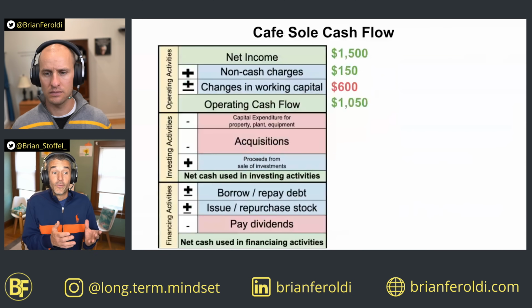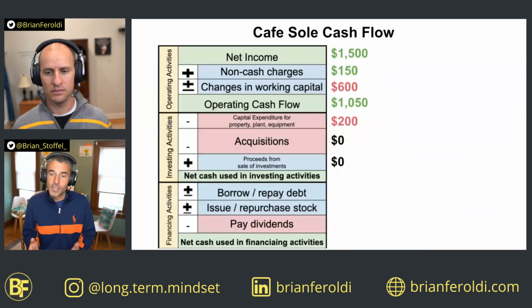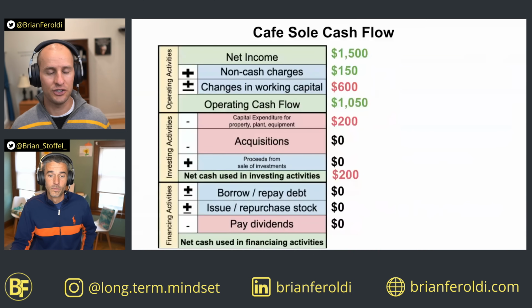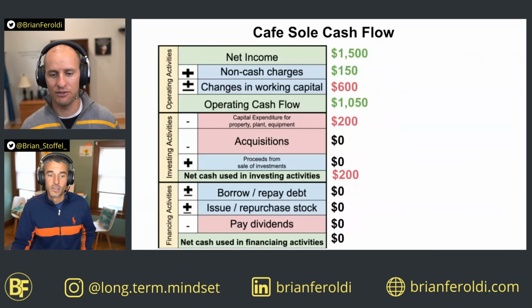That's right. And for investing activities, we said that we spent about $200 on the tent, so we pulled that out for CapEx, but we made no acquisitions and there were no proceeds from the sale of investments. So we spent $200 in investing activities. And as you spent zero on debt, zero on stock, zero on dividends, that gives you a net cash used in the financing activities of zero.